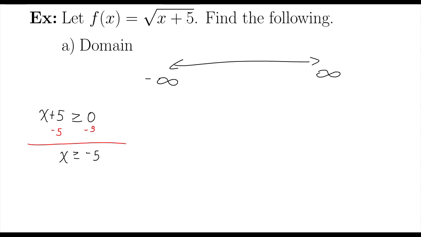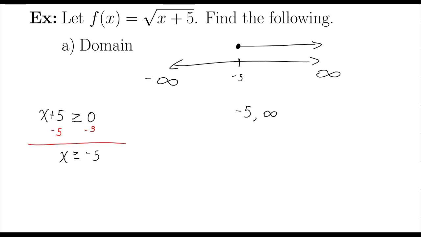To represent this on the number line, I'm going to put negative 5 right here. Negative 5 is somewhere in between negative infinity and positive infinity. From negative 5 on up, everything greater than negative 5 is going to make up my domain. So it's one segment, one piece. I'm going to write out negative 5 to infinity.